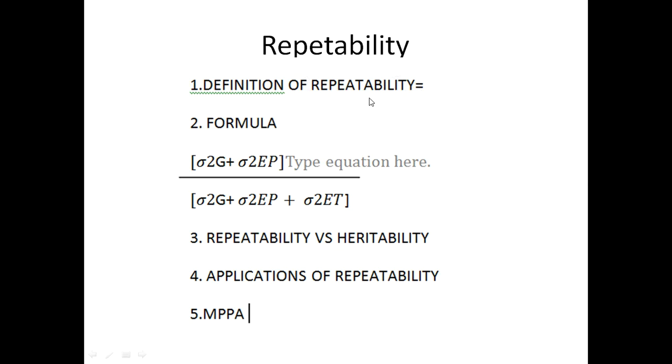Now second thing is that as heritability helps to predict the type of gene action, so does repeatability also. Means that in case of additive gene action, repeatability is high. In case of traits with non-additive gene action, repeatability will be low. So what is the application of repeatability? Repeatability, other than being the upper limit of heritability, helps us to decide whether to select or cull an animal on the basis of a small number of records.